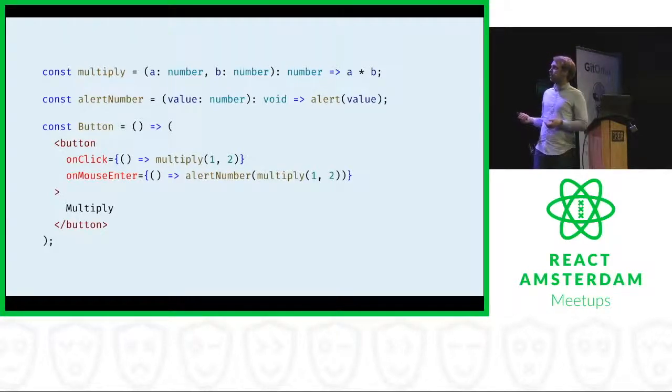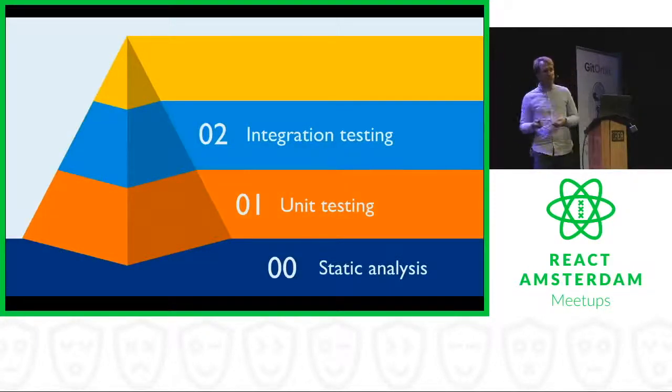But as you can see, I forgot to include the alert number on the onClick, but I did it on the on-mouse enter. This would pass the unit tests. Snapshot will display, hey, it has an onClick handler, which has a function. It doesn't show exactly what kind of function it was, but it's there. Which brings us to our second layer, the integration testing layer.